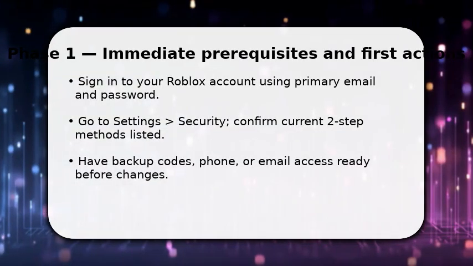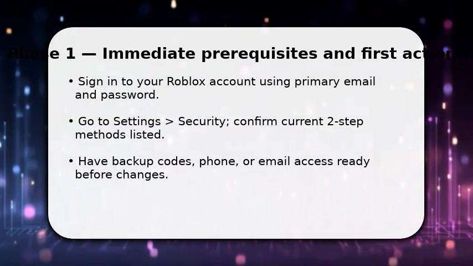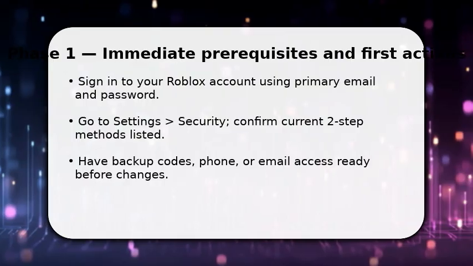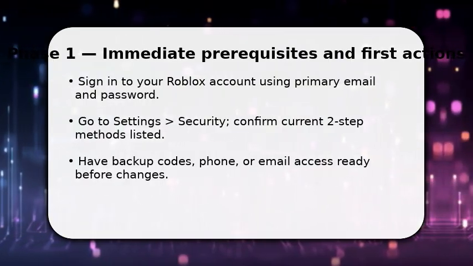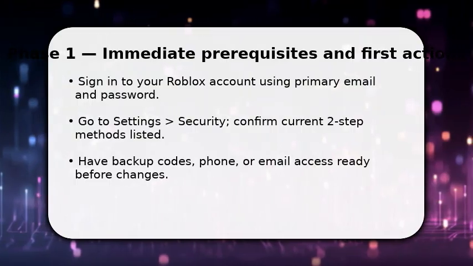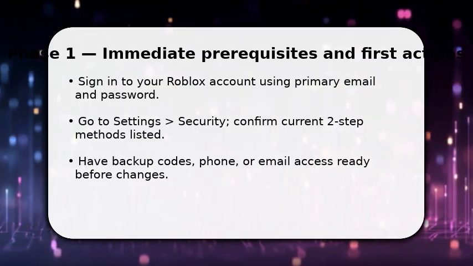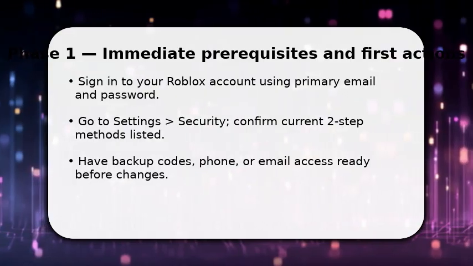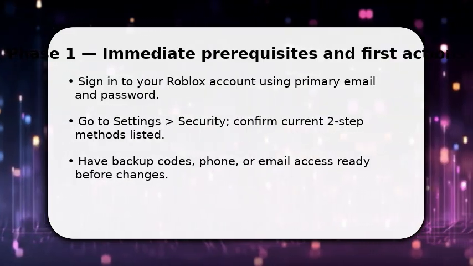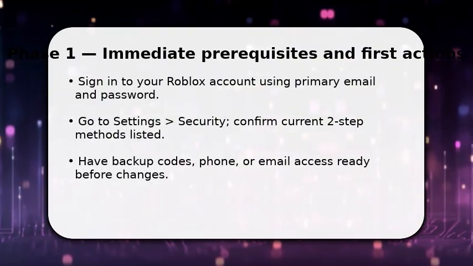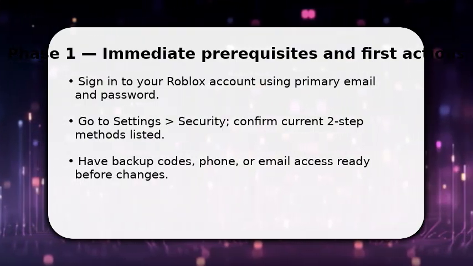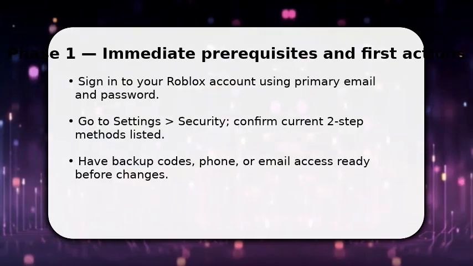You start by signing in and heading straight to Settings, Security. Once there, inspect the listed two-step verification methods so you know what to remove. This prevents lockout. If you don't have access to the linked phone or email, pause now and recover those channels first. Make sure backup codes are saved or printed, because once you remove a method, you might need them. This step limits risk and prepares you for the actual removal process that follows.